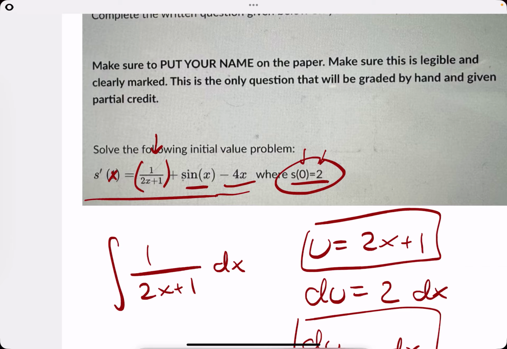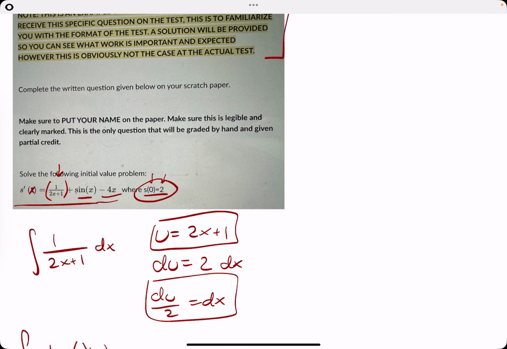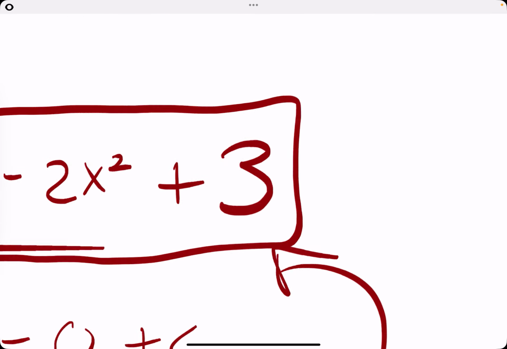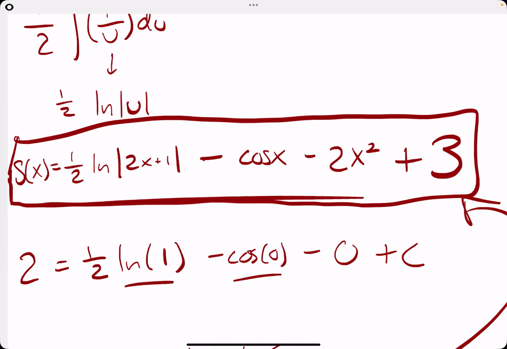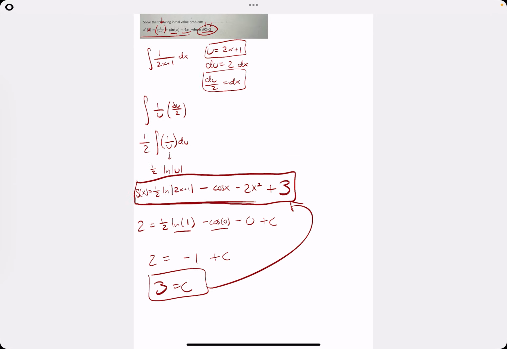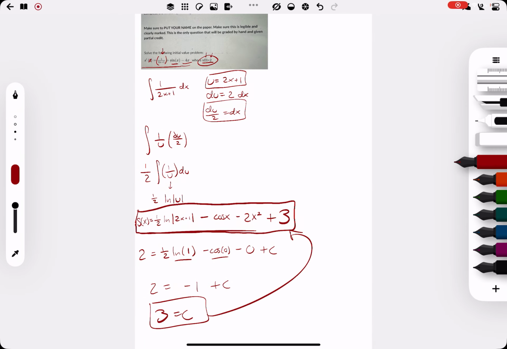We find s of x, we find the original function, and we find the c, because that makes up what the actual function is. All right, we did it with 4% to spare.